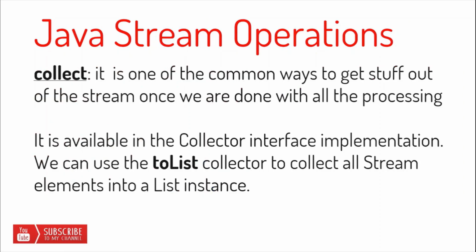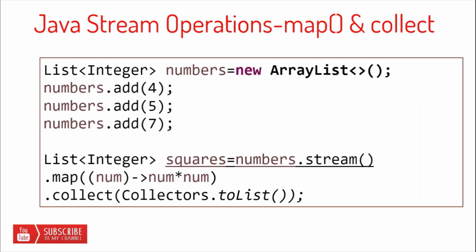So let's take an example for that as well. I will take the same example here. The list contains 4, 5, 7 and the similar operations till mapping. So after mapping, it will create a stream. So what do we want to do with that stream? Earlier, we were using the forEach function to print those values. But now we want to collect it. So for that, we can use the collect method.